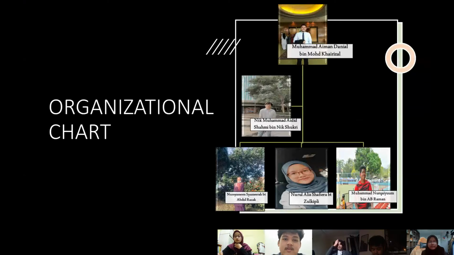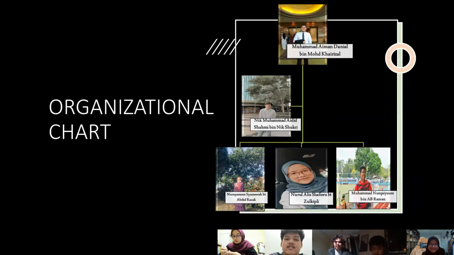Assalamualaikum. We are from section 22. We want to present our assignment. Firstly, organizational check. I am Muhammad Aiman Daniel bin Kaizal as the president, Imam Aidit Syami bin Nik Shukri as the vice president, and we have 3 workers, Nur Syami Syamirah binti Abdul Razak, Nur Elis Syahira binti Zulkifli, and Muhammad Nurqayyum bin Abdul Rahman.